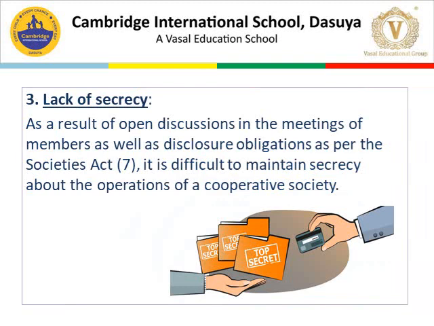Number 3, lack of secrecy. In a cooperative society, maintaining secrecy is a very huge task, as there are open discussions in the meetings of members as well as disclosure obligations as per the Societies Act. It is very difficult to maintain secrecy about the operations of a cooperative society. Any member who was a part of the meeting can leak top secret information to other parties in lieu of money.